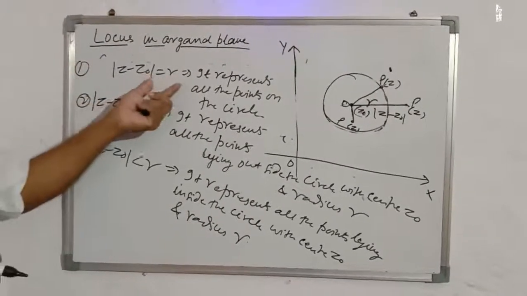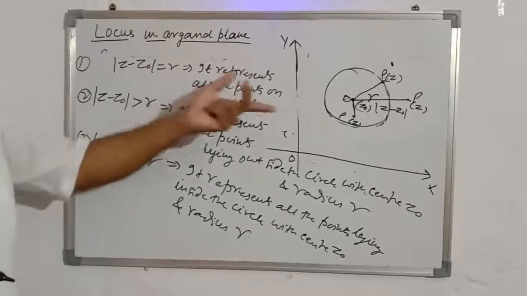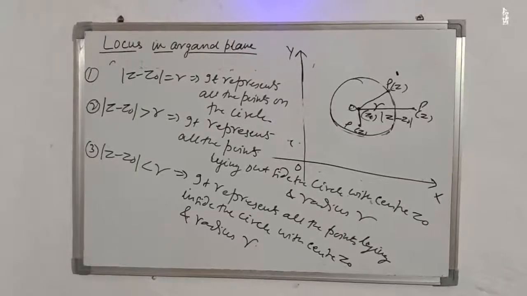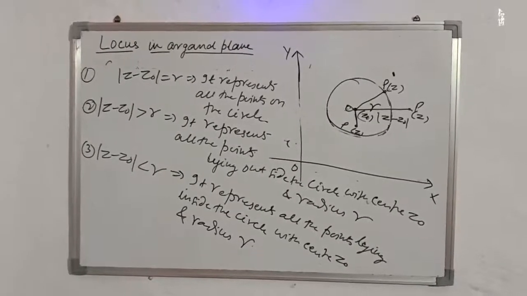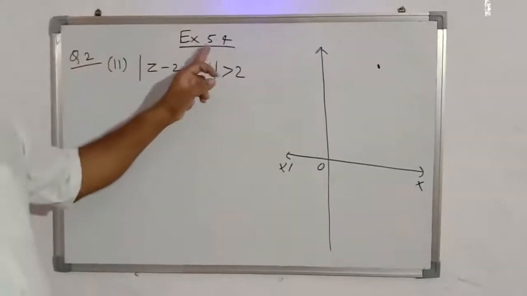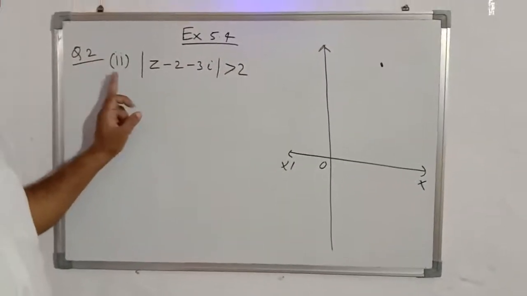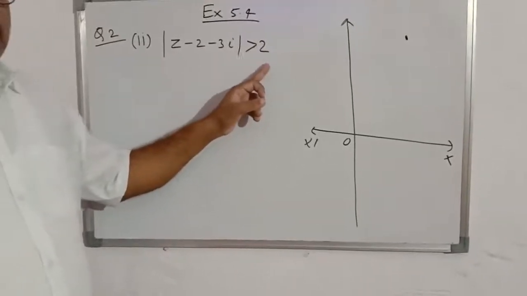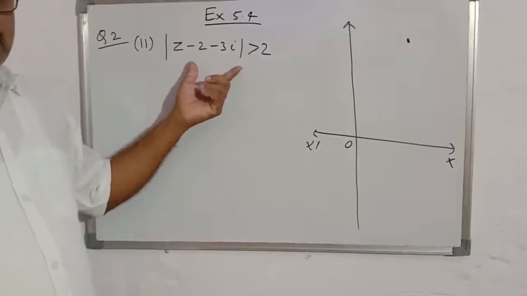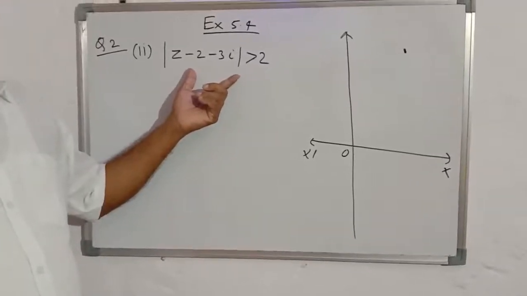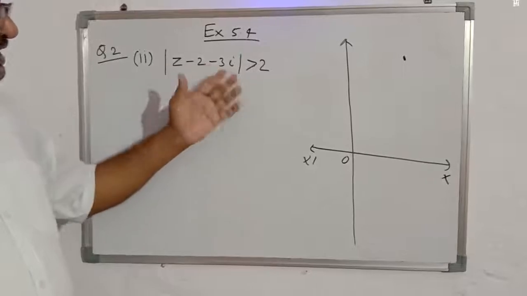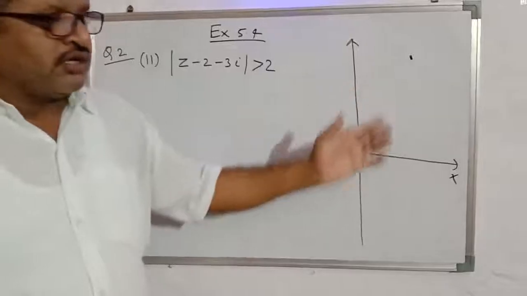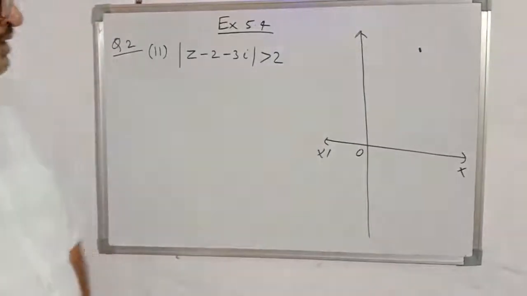So complex equations and inequations represent geometric figures in the Argand plane. Now we will discuss some problems to make it more clear. See exercise 5.4, question number 2, second part. It is given |Z − 2 − 3i| greater than 2. This complex inequation represents which geometric figure? We have to indicate it also in the Argand plane.